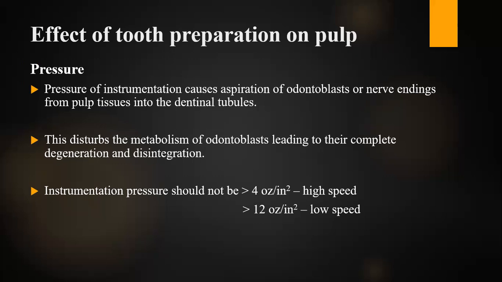Next is effect of tooth preparation on pulp. First one is the effect of pressure. The pressure of instrumentation causes aspiration of odontoblasts or nerve endings from pulp tissues into the dentinal tubules. This disturbs the metabolism of odontoblasts, leading to their complete degeneration and disintegration.